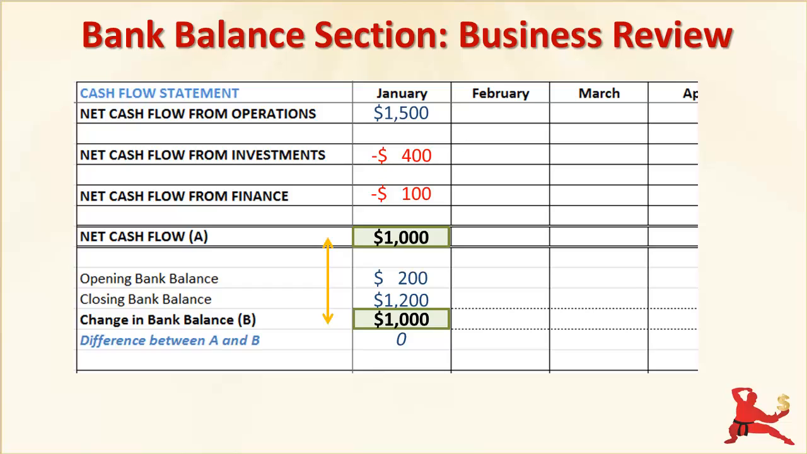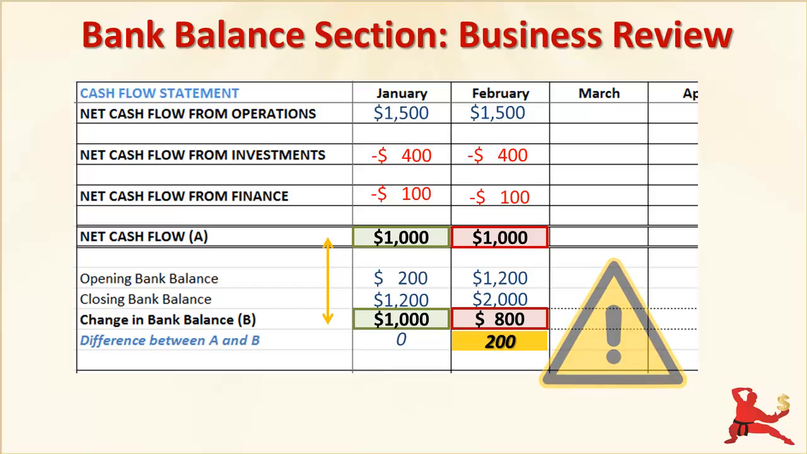If there's a difference between the net cash flow and the change in bank balance figure, like in these made up numbers for February, that means there are errors in your profit and loss or your balance sheet or both. You'll be surprised how often these discrepancies show up in a review. It's critical that you have reliable numbers for decision making, so always include the cash flow statement in your business review, and if there are any discrepancies, find out why.